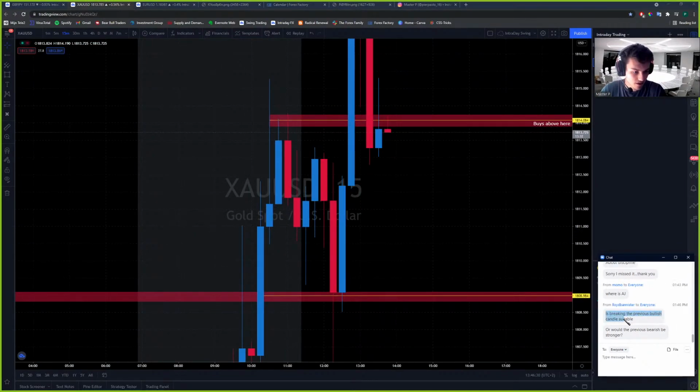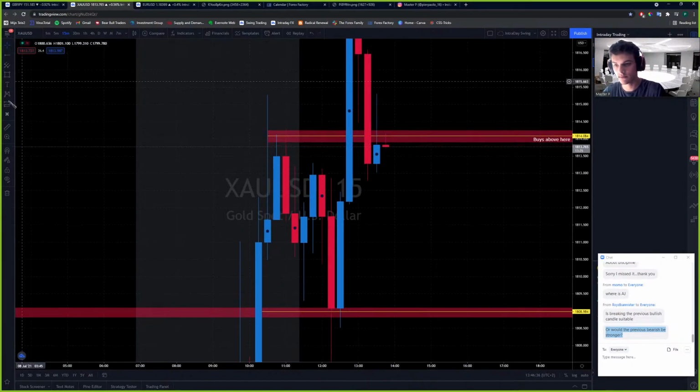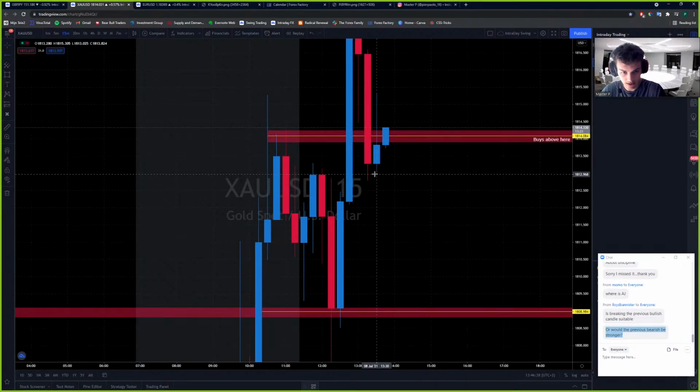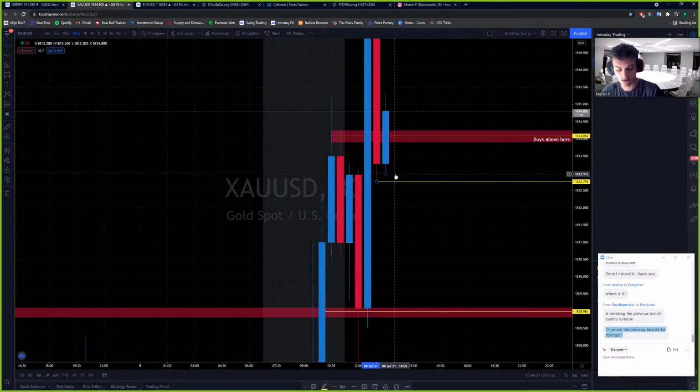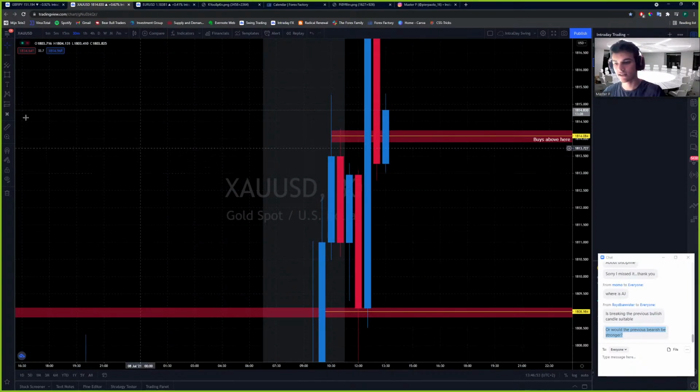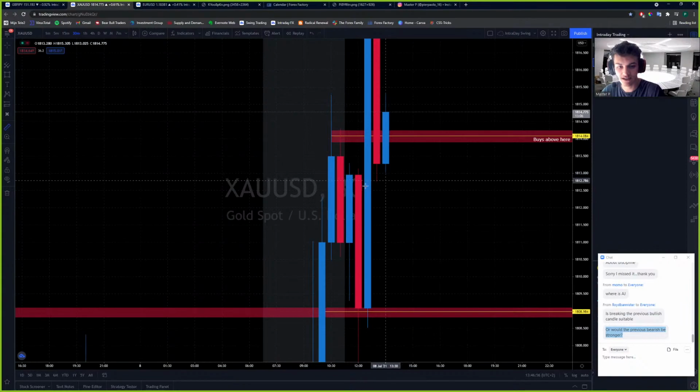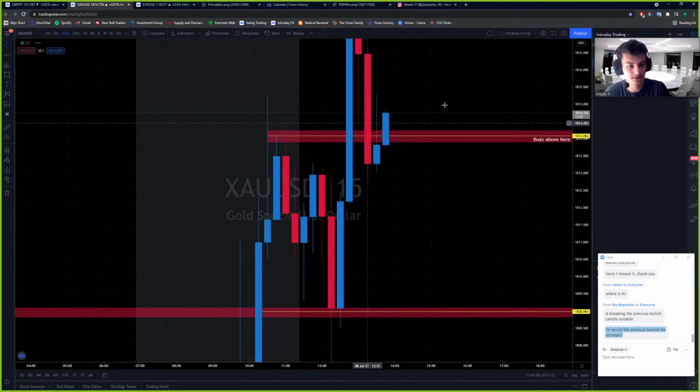Is breaking the previous bullish candle suitable, or would the previous bearish be stronger? Well, it's up to you. If you want to execute at the break of this low or the break of the 30-minute low, that's all up to you. I think if it breaks this low, then it's heading down to break this low anyway, so then you get like a 2-pip better entry. But it's a possibility that price breaks this low and then doesn't break that low and rejects. That can also be, so it's up to you.